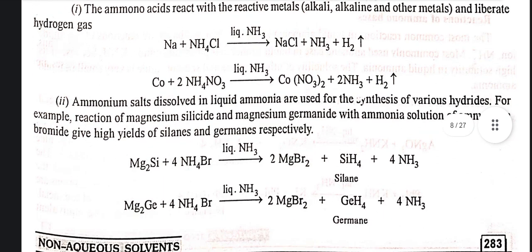Second, ammonium salts dissolved in liquid ammonia are used for the synthesis of various hydrides. For example, reactions of magnesium silicide and magnesium germanide with an ammonia solution of ammonium bromide give high yields of silanes and germanes respectively.